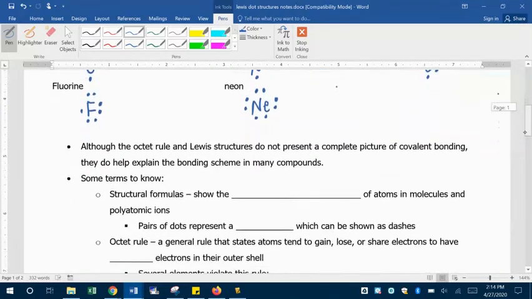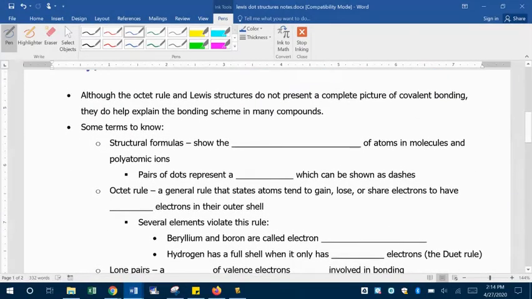So let's read some information about Lewis dot structures. Although the octet rule and Lewis structures don't represent a complete picture of covalent bonding, they do help us explain the bonding scheme in many compounds. So some terms that I'm going to use throughout these notes are structural formulas. And the structural formula shows the arrangement of atoms in molecules and polyatomic ions.